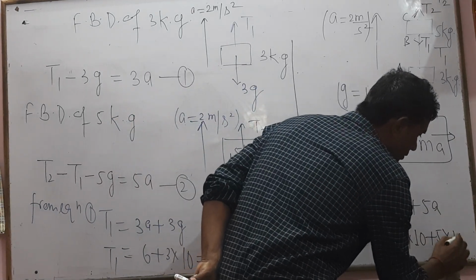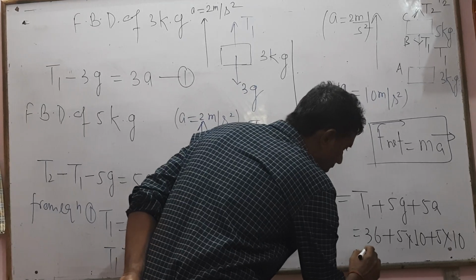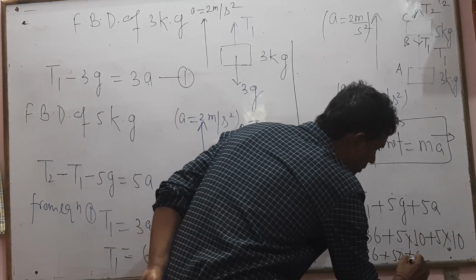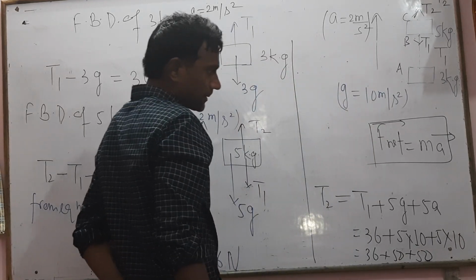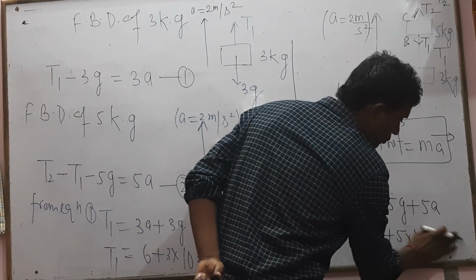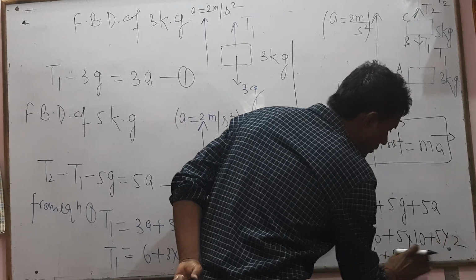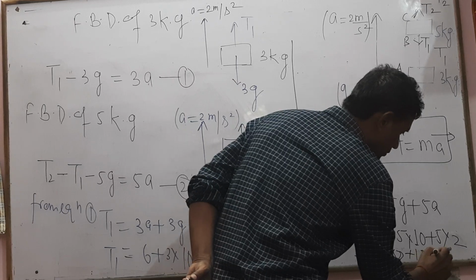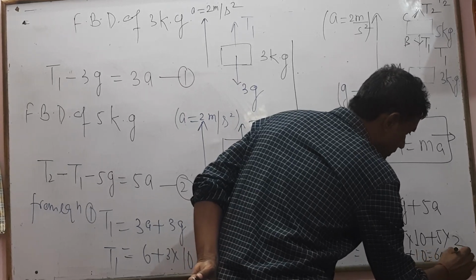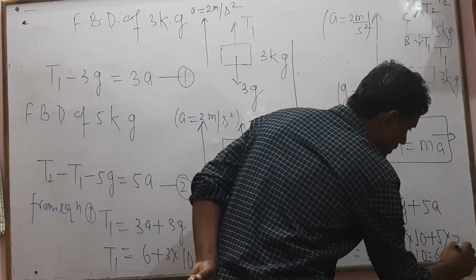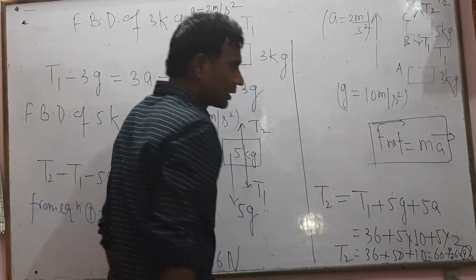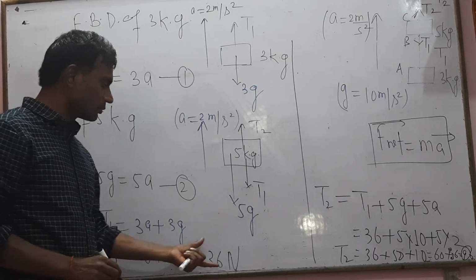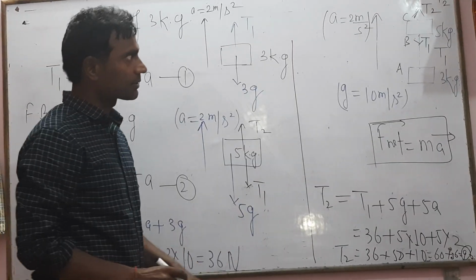So 5 into 10 is 50, and 5 into A with A equal to 2 is 10. So total there is 60. 60 plus 36 equals 96. So you can say T2 equal to 96 Newton, and T1 equals 36 Newton. So this is your answer.